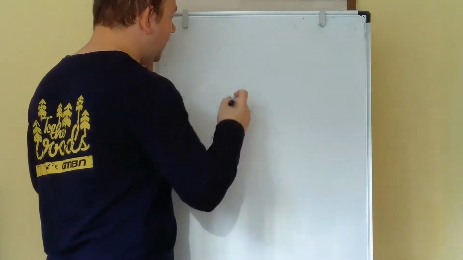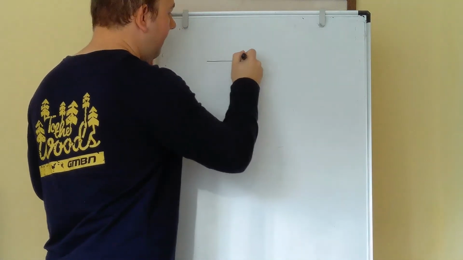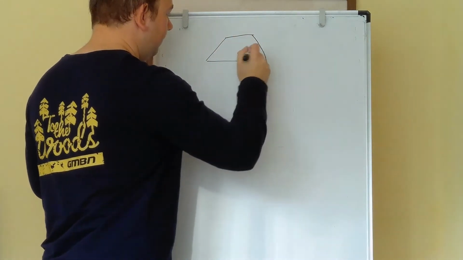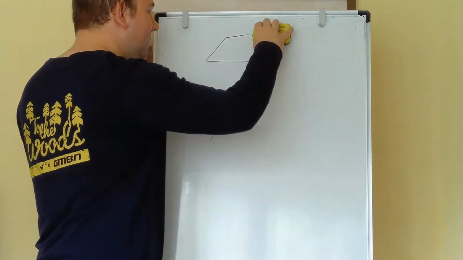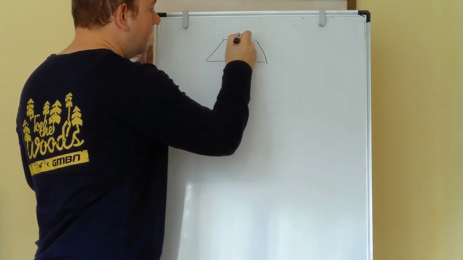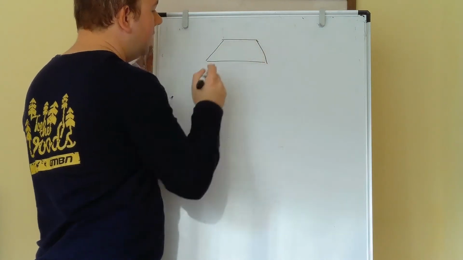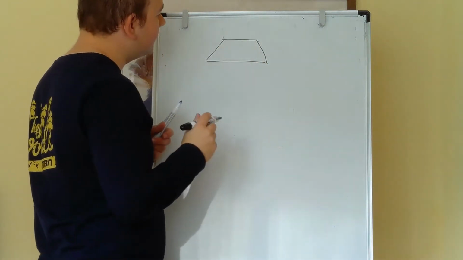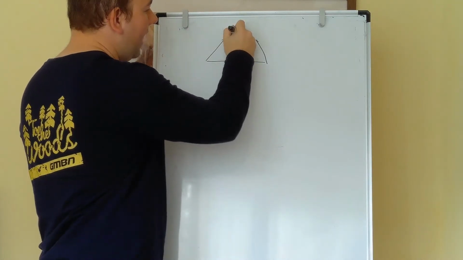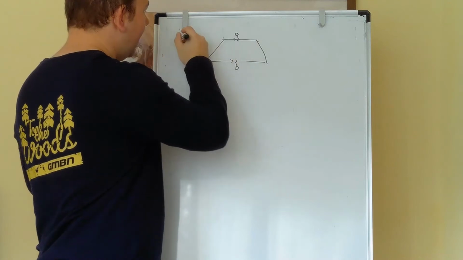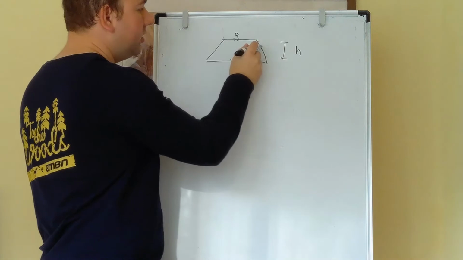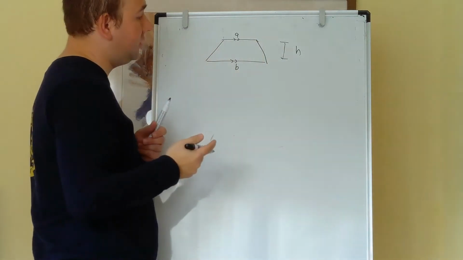Finally, we have the trapezium. So the trapezium, I need to make sure I draw this a bit better than that. So a trapezium has two parallel sides, one of length A, one of length B, and a height, which is H. These two other sides don't have to be equal.